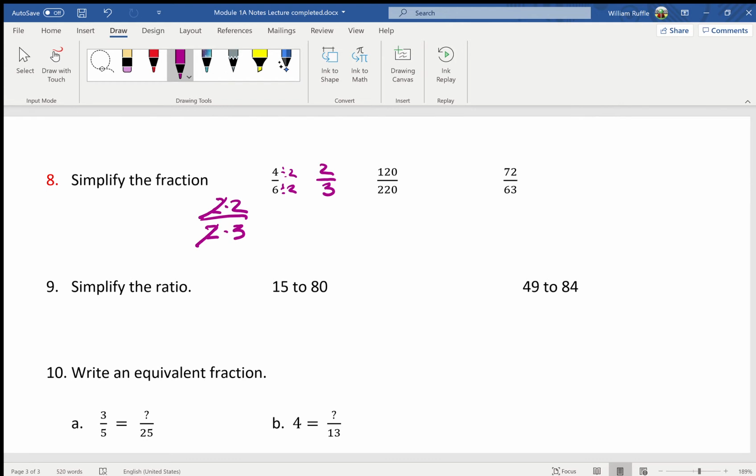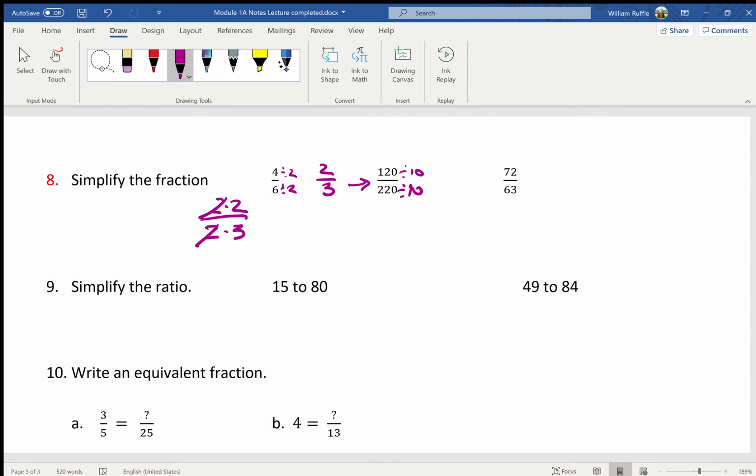Now this next one, just thinking of a common factor is not the greatest, but I still think it's easier than doing the prime factorization of both of those numbers. I see they both end in 0, so I know they're both divisible by 10.